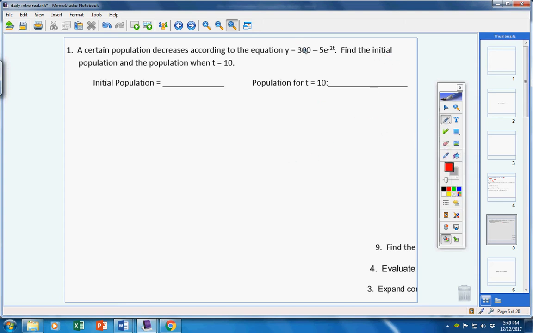But now take this problem up here. Put 0 in for t because if you're looking for the initial, the starting amount, then you're going to want to put a 0 in for time because 0 time has elapsed. Okay, so 2 times 0 is 0. E to the 0 power is 1. So you have 300 negative 5 times 1. And of course, that's 300 minus 5, which is 295. So there is your initial amount, 295. Okay? No one missed this part here.